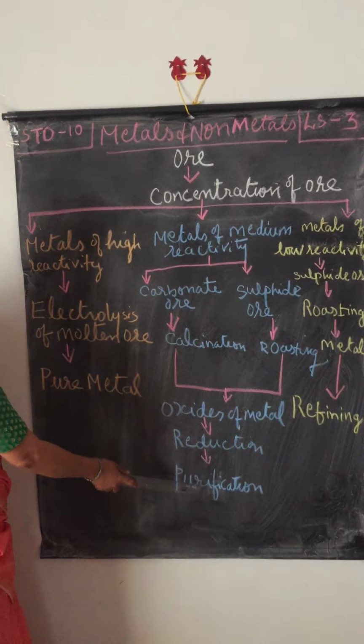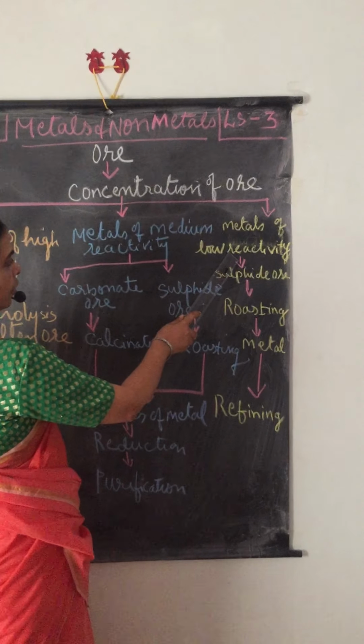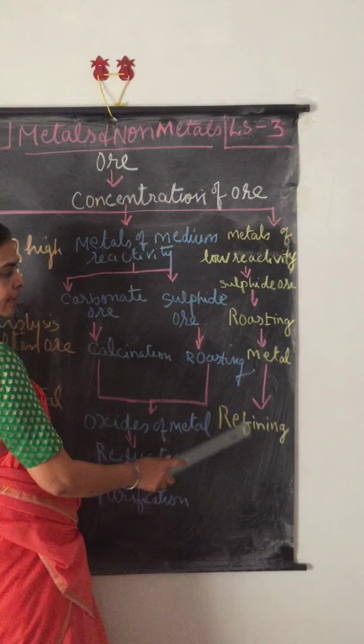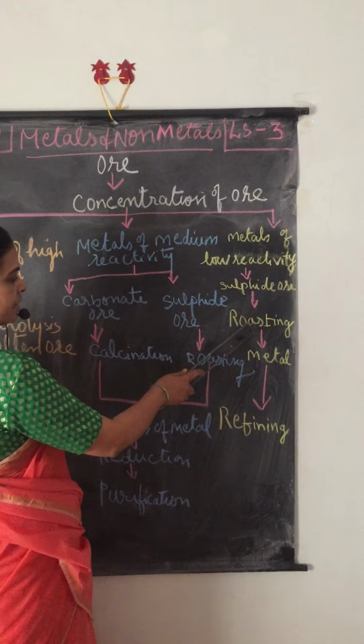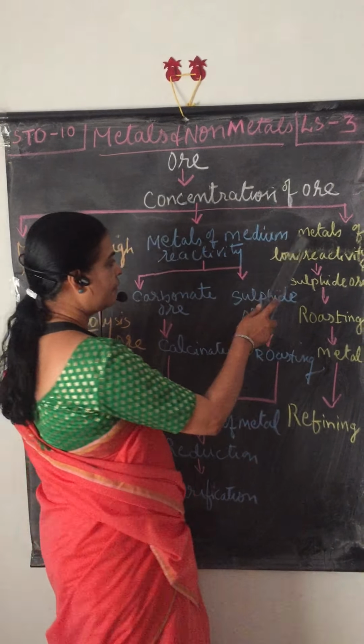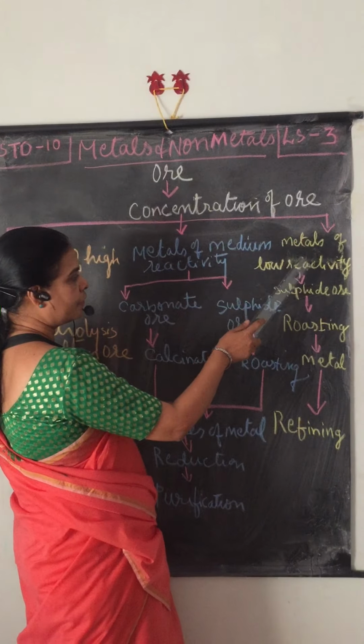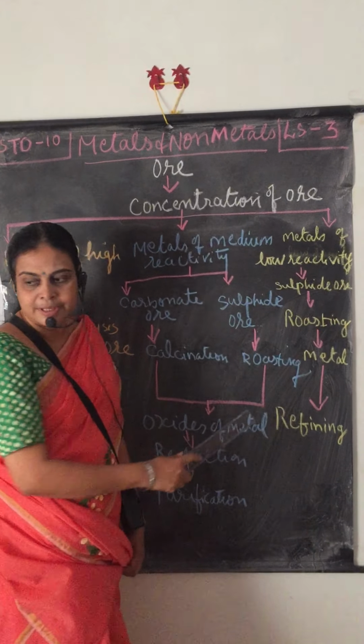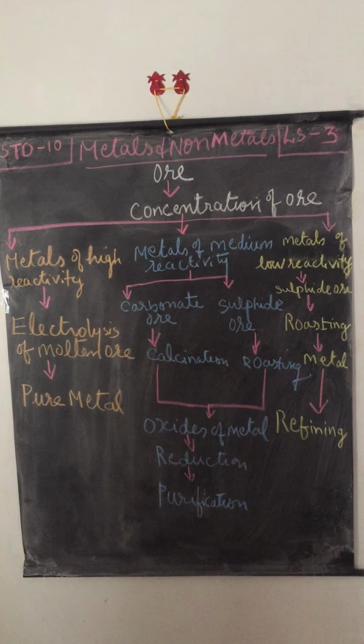Then metals of low reactivity. In metals of low reactivity, sulfide ore is normally found, which on roasting gives a metal, and finally, in order to get the purified metal, a refining process is used. Now let us discuss one by one. First we will discuss metals of low reactivity, how they are extracted.